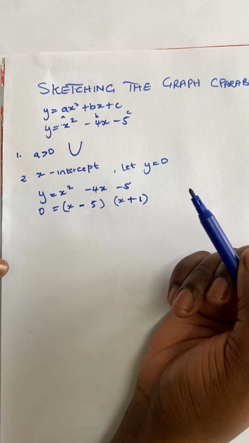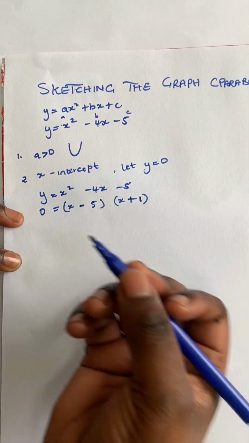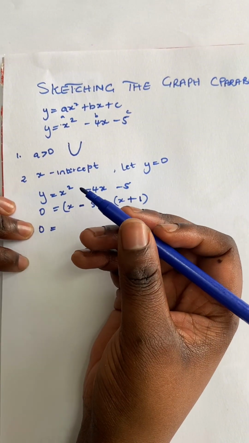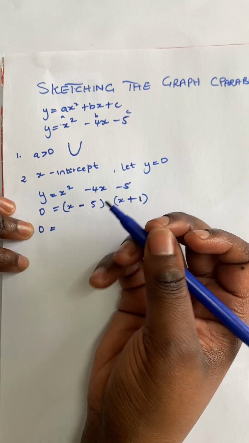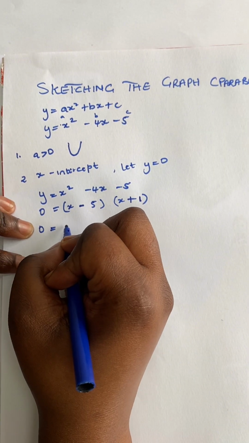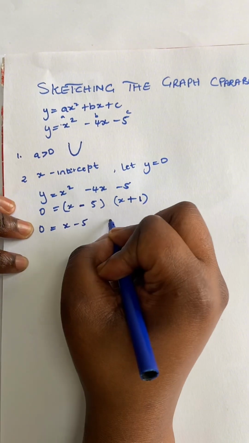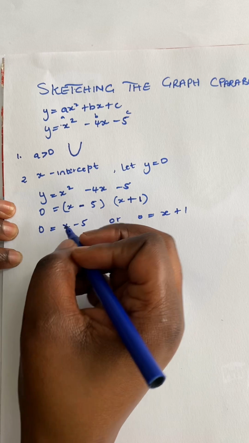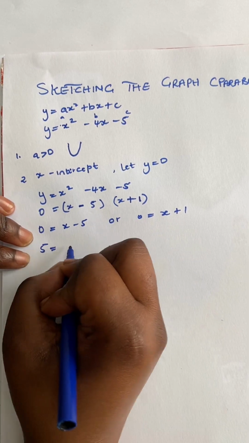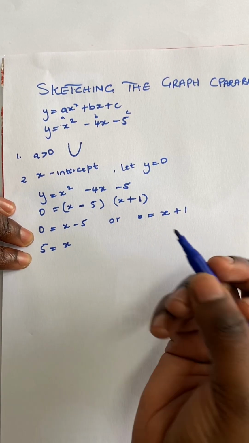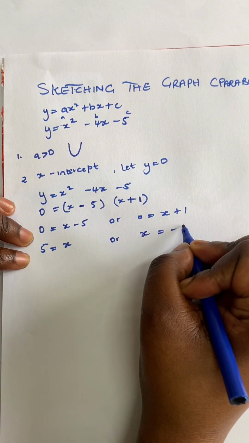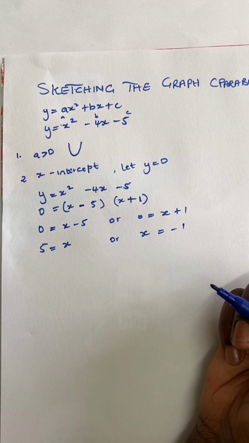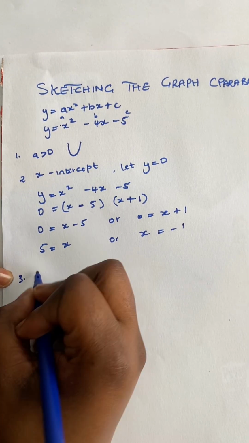Okay, so now you have your roots. These are called roots, and then it will be 0. You carry on. Remember, you're looking for an x-intercept. You're not done yet. So x minus 5 or x plus 1 is equal to 0. And then when you transpose, x is equal to 5, this is your first coordinate, and x is equal to negative 1, this is your second coordinate. All right, so now you move on to the y-intercept.